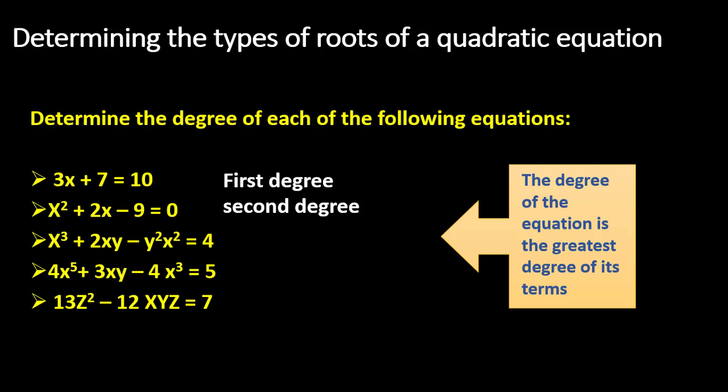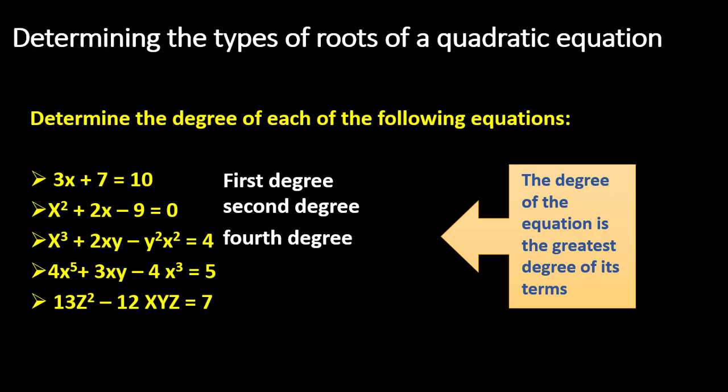The third one, I have x power 3 plus 2xy minus y power 2 x power 2. So the first term is from the third degree. The second term, second degree, 1 plus 1. And here 2 plus 2. So I have 4, 2, and 3. So I'll choose the greatest, which is fourth degree.